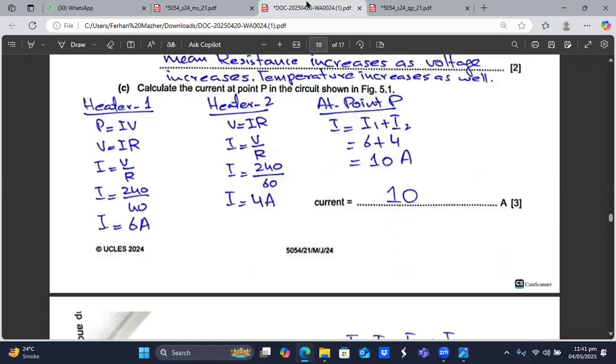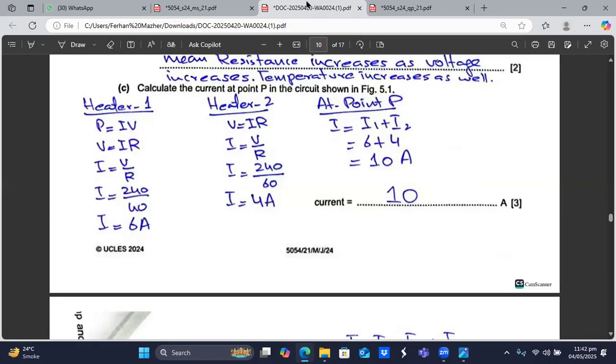So at heater 1, P is equal to IV, V is equal to IR, Ohm's law. So I will be equal to V divided by R. I will be equal to 240 divided by 40, that is 6 ampere. So in the first heater, the current flowing is 6 ampere. In heater number 2, V is equal to IR, I is equal to V by R. So I is equal to 240 divided by 60. So that is 4 ampere.